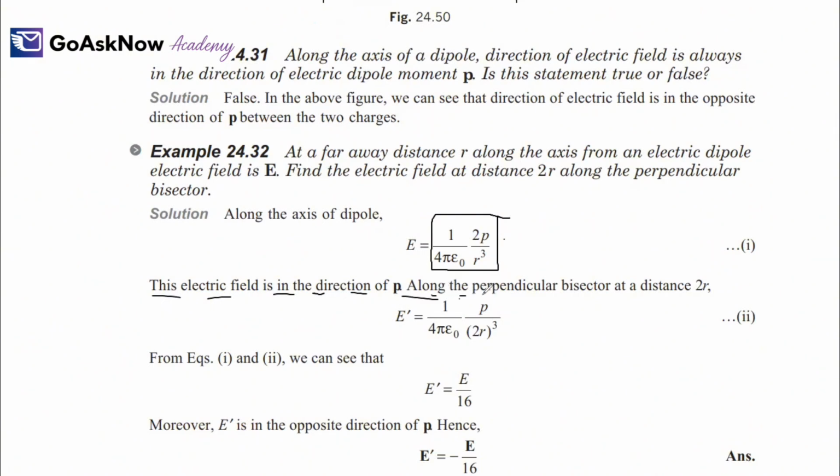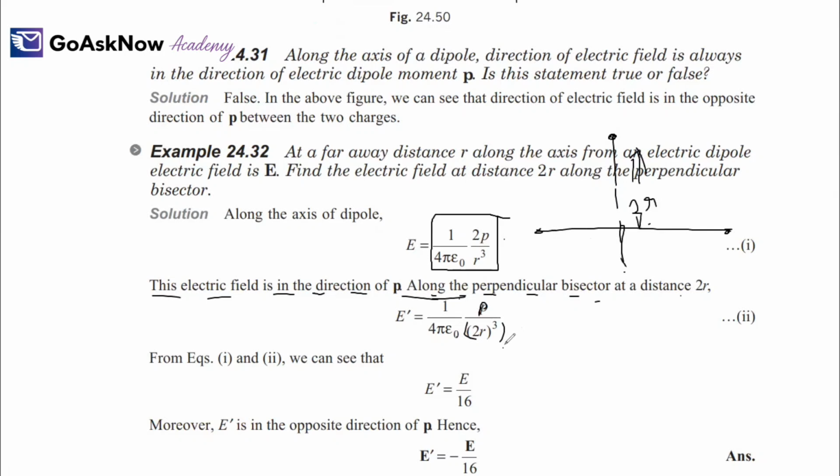We have also seen this along the perpendicular bisector at a distance 2r. Along the perpendicular bisector at a distance 2r, we have E dash, which is equal to 1 by 4 pi epsilon naught times P by (2r) cube. If you have a distance 2r like this, with the perpendicular bisector, this is the case of an equatorial point. So if you apply the electric field formula, it will be P by 4 pi epsilon naught times (2r) whole cube.